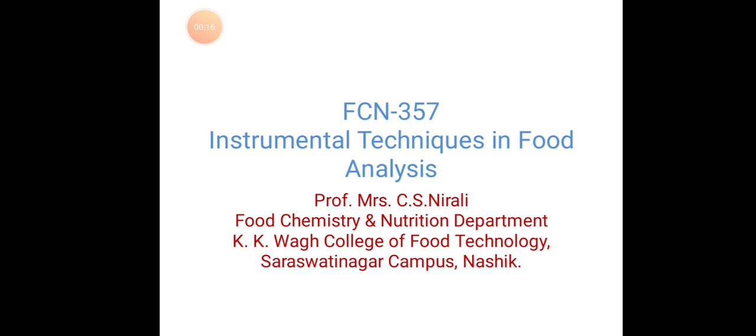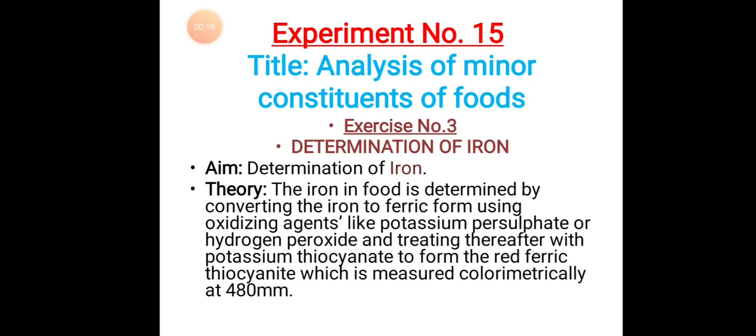Today we will see experiment number 15, titled Analysis of Minor Constituents of Foods. Under that, exercise number 3, determination of iron. Today our practical's aim is to determine the content of iron.